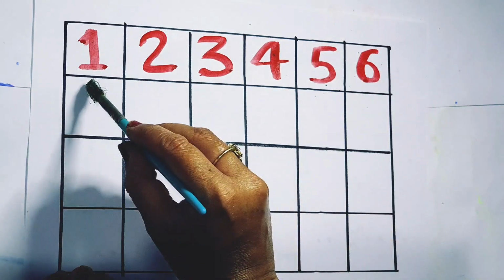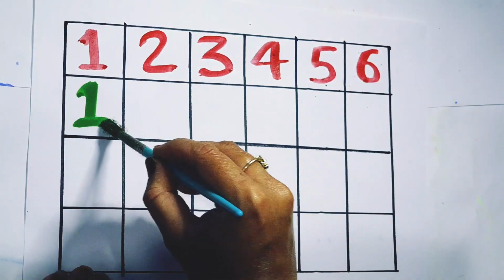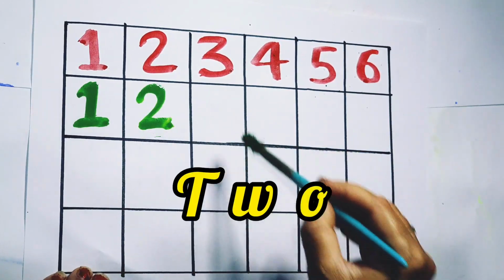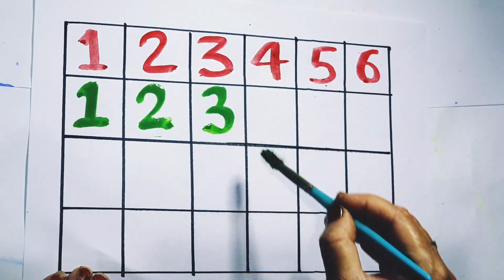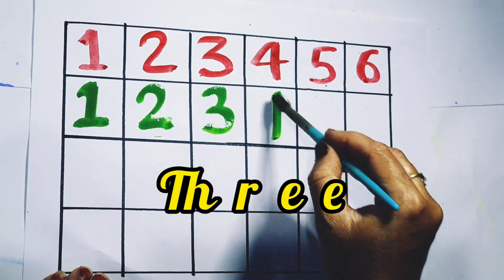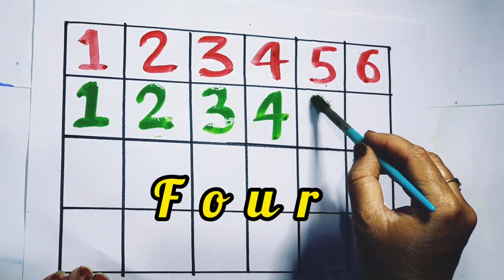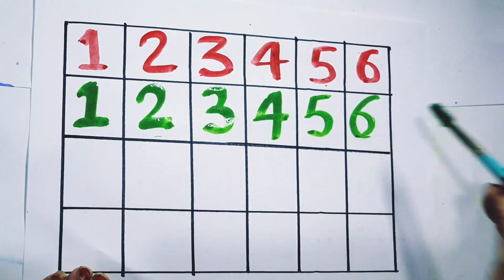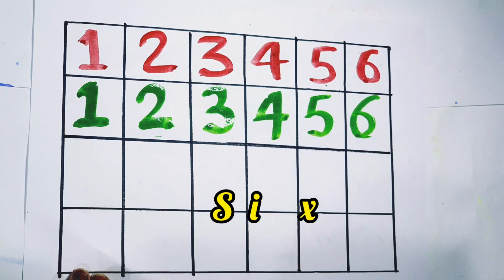Light green color. 1. O-N-E, 1. 2. T-W-O, 2. 3. T-H-R-E-E, 3. 4. F-O-U-R, 4. 5. F-I-V-E, 5. 6. S-I-X, 6.